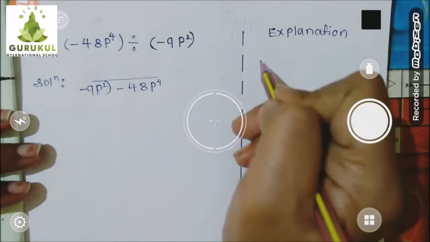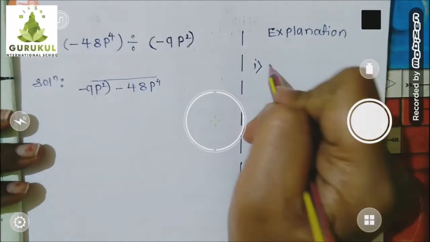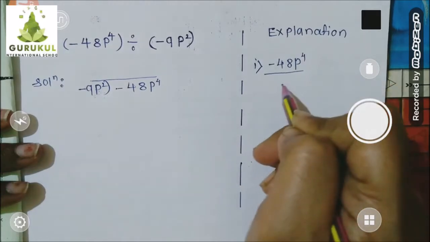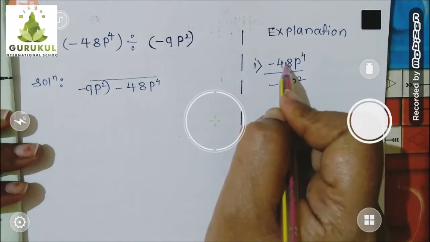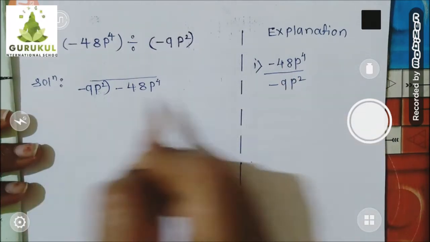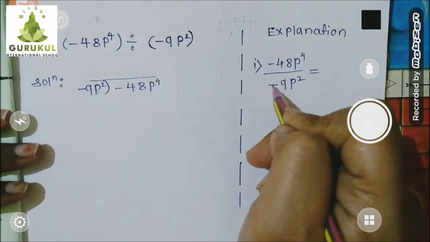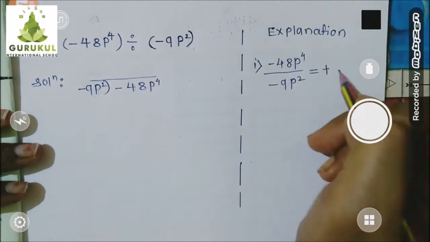So how to write now? Here what I will do? This divided by this: minus 48p raised to 4 divided by minus 9p square. So the dividend I will write in the numerator position, and the divisor I will write in the denominator position. Now we have to divide. Minus divided by minus means plus.